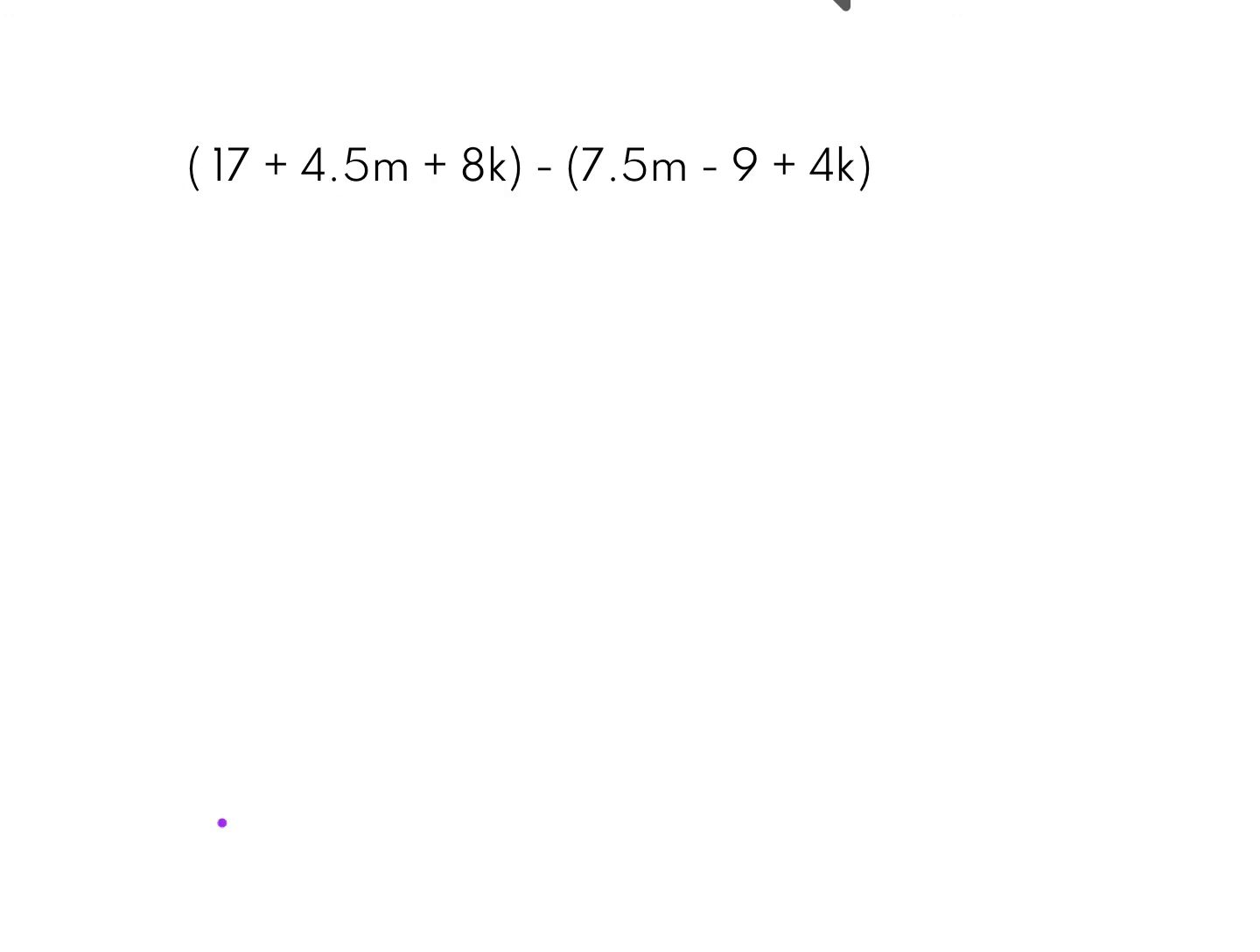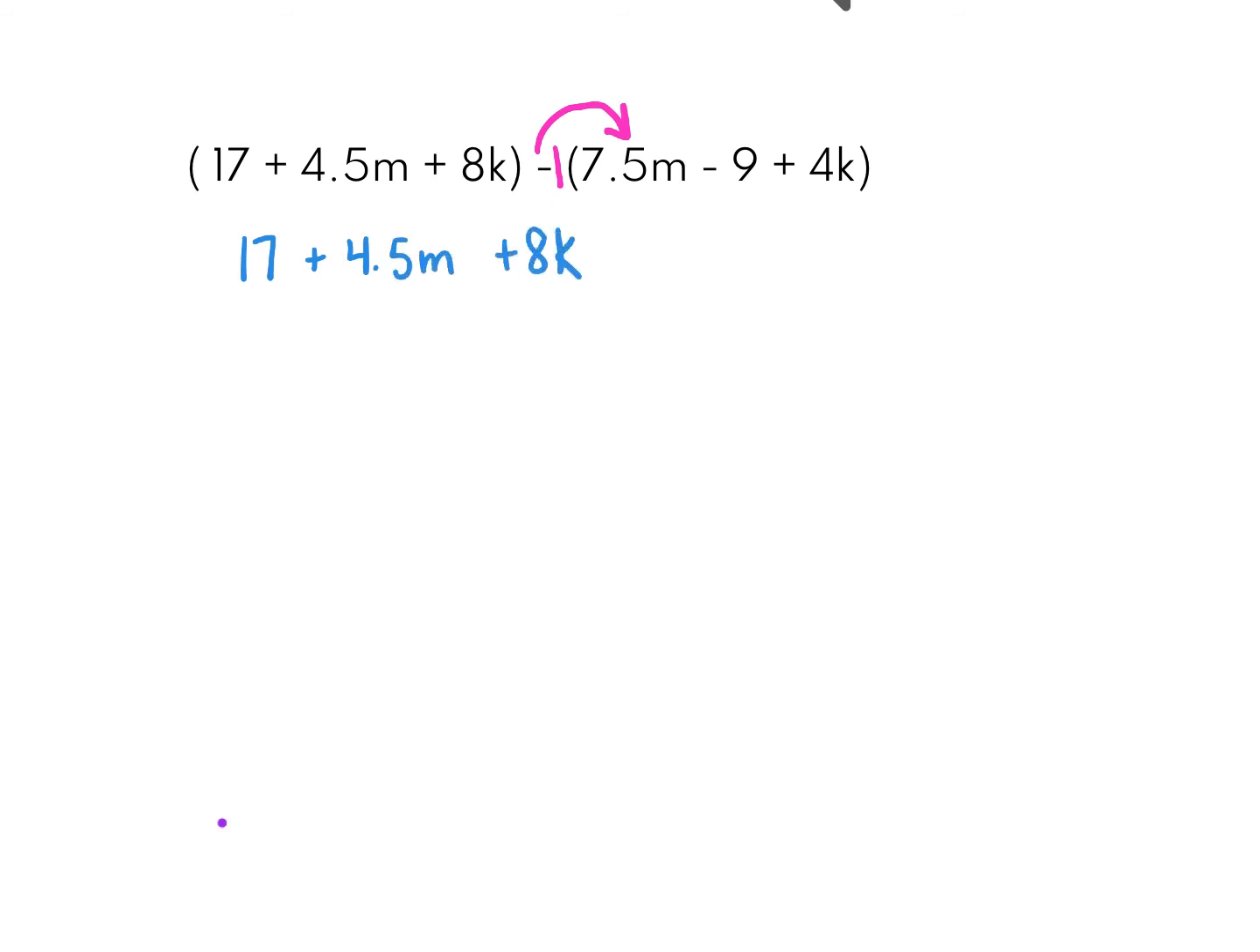It works the same exact way if there was decimals or fractions involved. Here we have our negative. We are going to distribute that -1 to every term inside of the parentheses that it's in front of. So I'm going to start 17 plus 4.5m plus 8k.